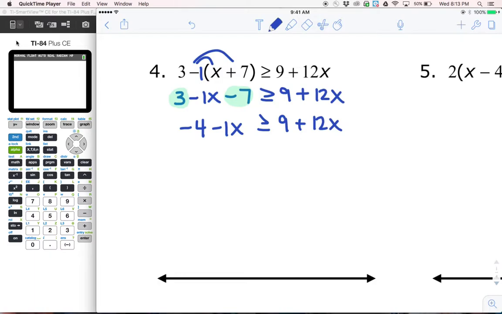Now there's nothing left to simplify, so now I can start solving this inequality, messing with both sides here. I'm going to get rid of the x on the right. I'm going to subtract 12x on the left as well to keep it balanced.